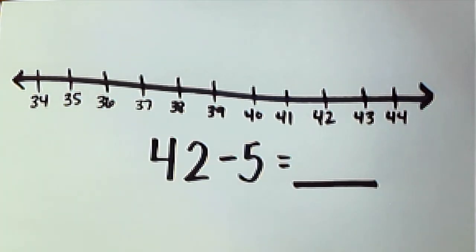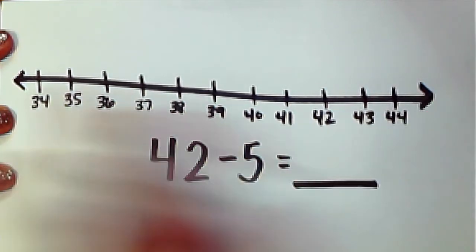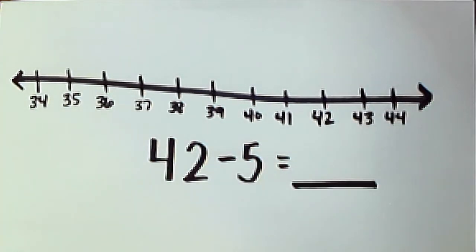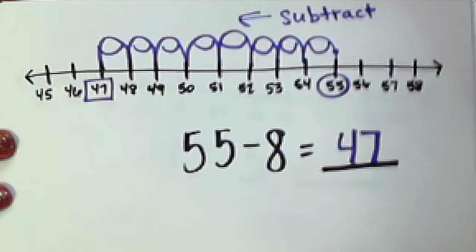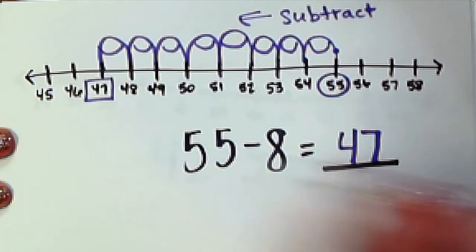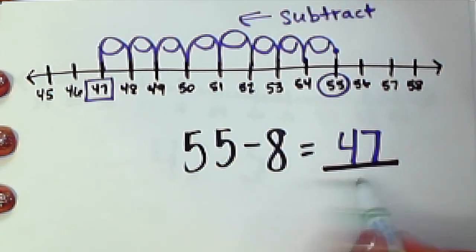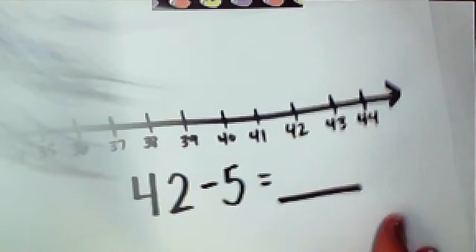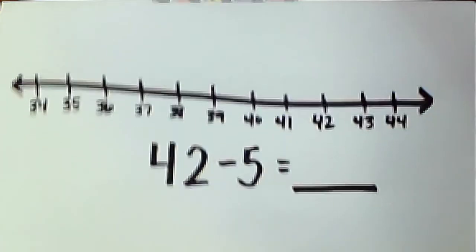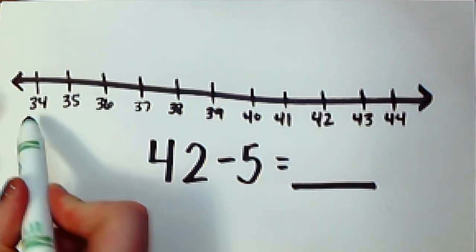the entire number line that goes from negative whatever all the way to the thousands. Like this is just a small section of it. And so this one ranges from 34 to 44, unlike this other one that ranged from 45 to 58. And the reason why these are in different ranges is because on this one we were working with big numbers like 55 and 47. And on this one, we're not working with 55. We're all the way down to 42 and numbers like 34.